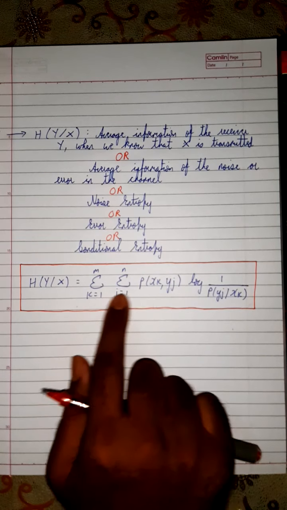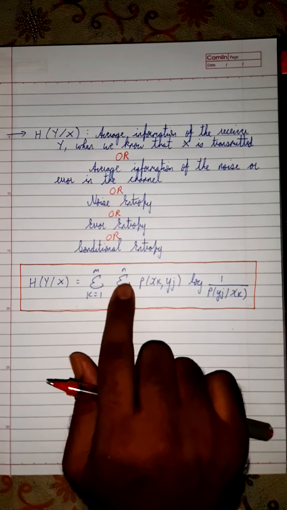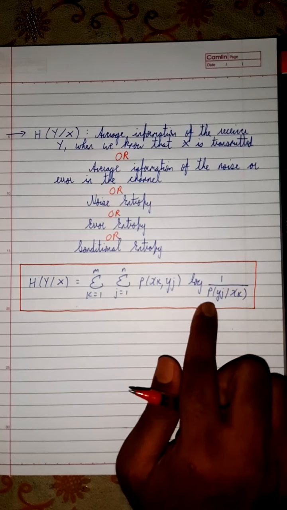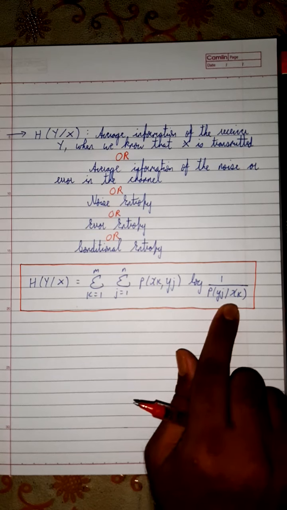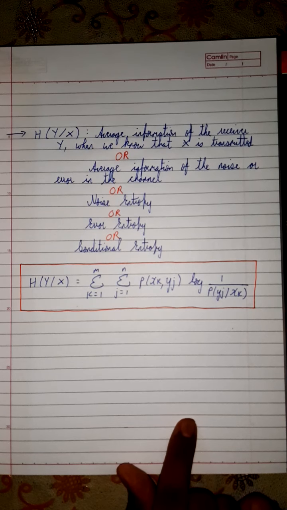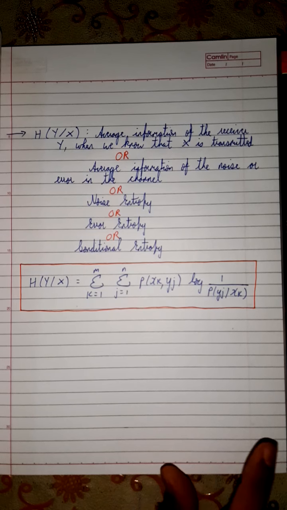And this has only one equation, that is sigma k is equal to 1 to m, sigma j is equal to 1 to n, p of xk yj log of 1 by p of yj by xk. This is the only equation for this conditional entropy. So in total, there are two marginal entropies, one joint entropy, and two conditional entropies. Remember each and every one of these equations, because each and every one of these equations is very important when you are going to do the problems.